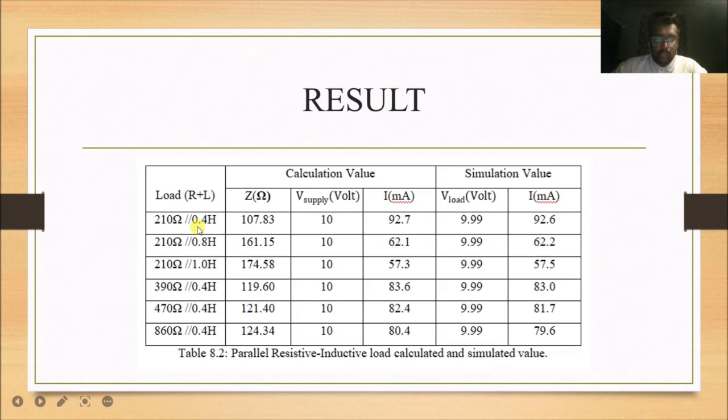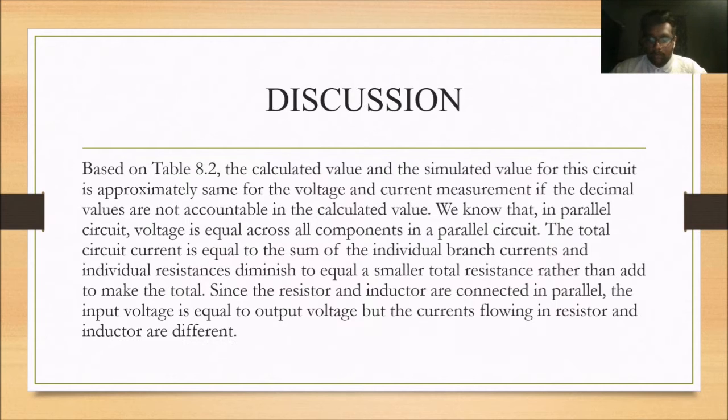These are the load values that we have used for this simulation, and these are the calculated values that we have obtained using the formulas, and this is the simulation value that we have obtained using the Proteus software. So what can we say about this activity 2? Based on table 8.2, the calculated value and the simulated value for this circuit are approximately the same for the voltage and current measurement if the decimal values are not accounted for in the calculated value. We know that in a parallel circuit, the voltage is equal across all components.